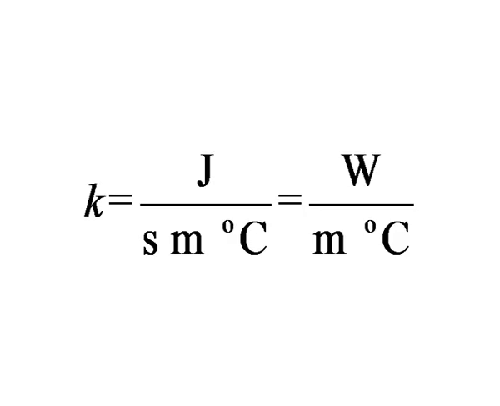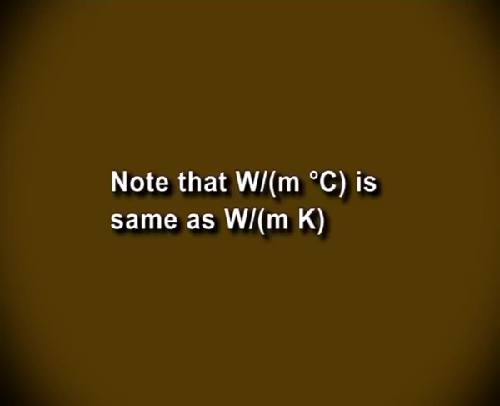In SI units, thermal conductivity k is equal to joule per second per meter per degree Celsius, or watt per meter per degree Celsius. Note that watt per meter per degree Celsius is the same as watt per meter per Kelvin.